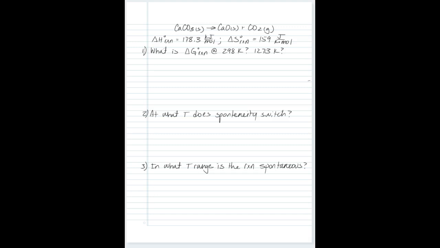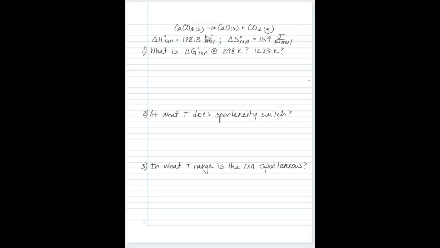You use Hess's law to do that, and you look up the reactants and products and subtract the reactants from the products. And you make sure to use the coefficients of the chemical equation. So I did that in another pencast. In this pencast, we're just going to take those as given, and we're going to use them in these calculations for delta G. And so the first question is, what is delta G at these two different temperatures?